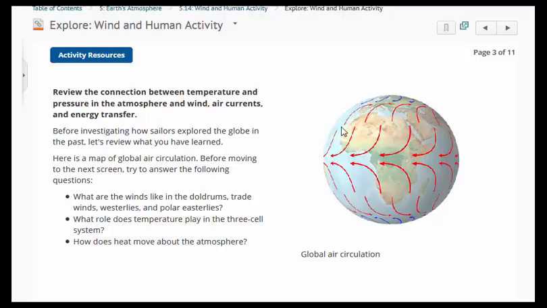At 30 degrees north and 30 degrees south, we call these the horse latitudes. They're called the horse latitudes because it is calm here. There's very little wind, and the rumor says that early travelers used to have to throw their horses overboard in order to get the boats to move. They needed to make them lighter. So these are the horse latitudes at 30 degrees north and 30 degrees south. Make sure you know that.